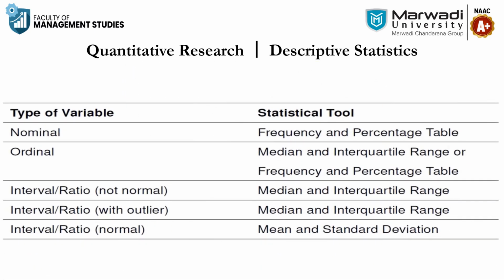In summary, the table below summarizes what statistical tool you should use to describe your dataset. If you have a nominal variable, you may use frequency and percentage table to describe your data. If you have an ordinal variable, you may use median and interquartile range, or frequency and percentage table. If you have an interval or ratio variable but not normally distributed, contains outliers, or both, you may use median and interquartile range. Finally, if you have an interval or ratio variable and is normally distributed, you may use mean and standard deviation.